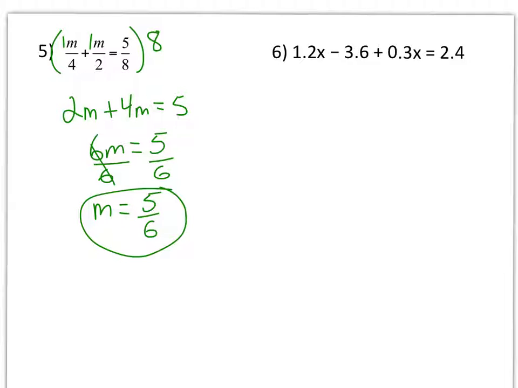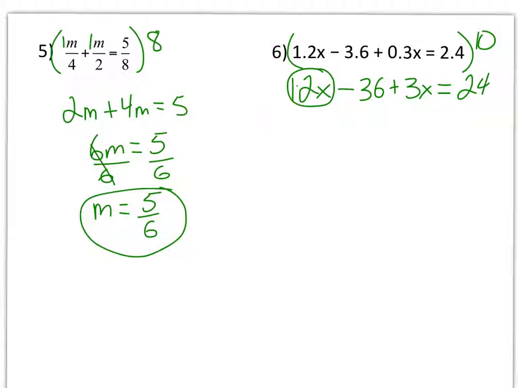All right, number 6 has decimals, so let's go ahead and clear the decimal. We would have to move the decimal point one place to the right for all of them, so we're going to multiply by 10. So 1.2 times 10 is just 12x. 3.6 times 10 is 36. 0.3x times 10 is 3x. And 2.4 times 10 is 24. All right, let's combine like terms. 12x plus 3x, 15x minus 36 equals 24.